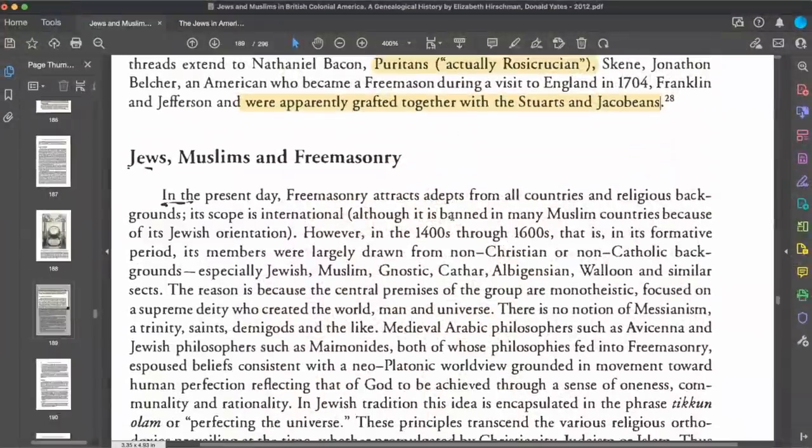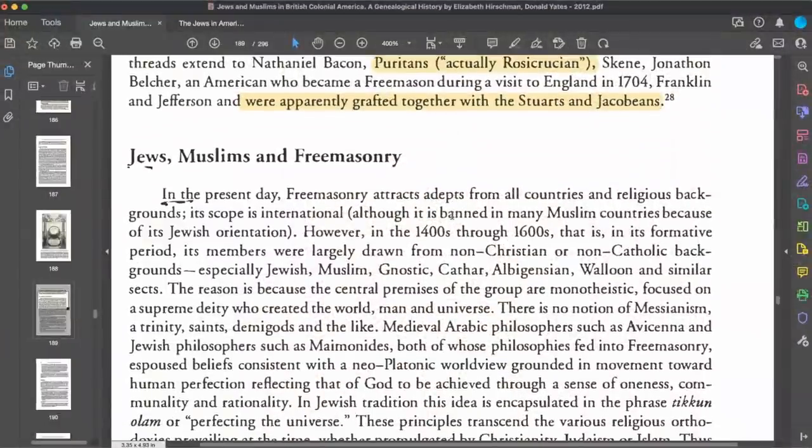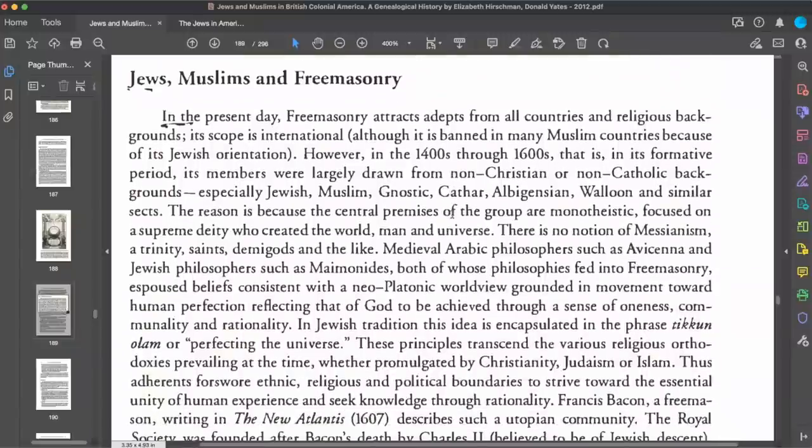All right, so we continue in the book, Jews and Muslims in British Colonial America, a Genealogical History. It says here, Jews, Muslims, and Freemasonry. In the present day, Freemasonry attracts adepts from all countries and religious backgrounds. Its scope is international, although it is banned in many Muslim countries because of its Jewish orientation. However, in the 1400s through 1600s, that is, in its formative period, its members were largely drawn from non-Christian or non-Catholic backgrounds, especially Jewish, Muslim, Gnostic, Cathar, Albigensian, Walloon, and similar sects.